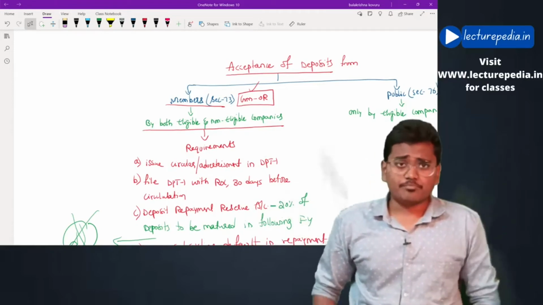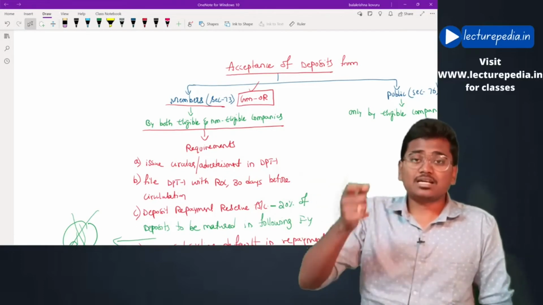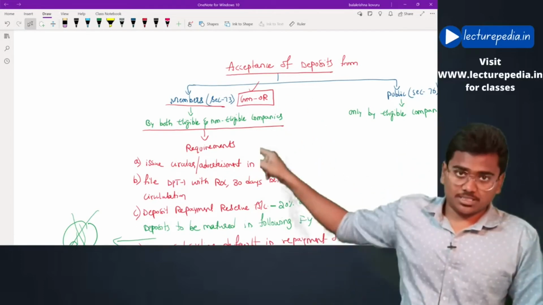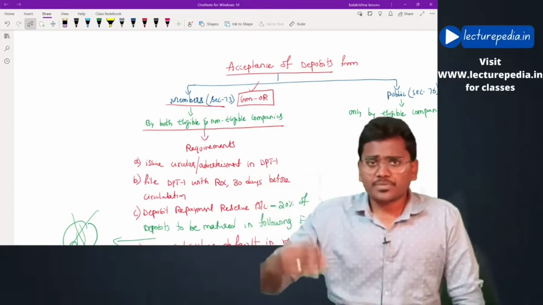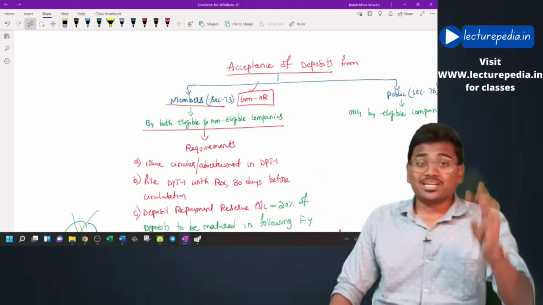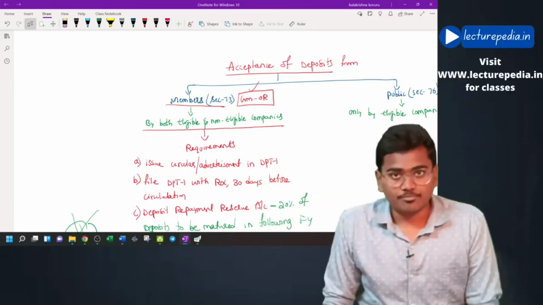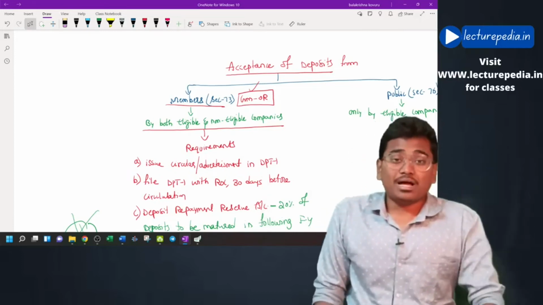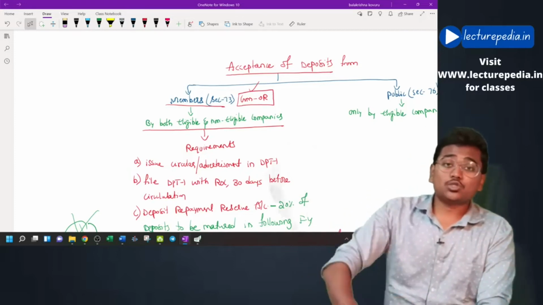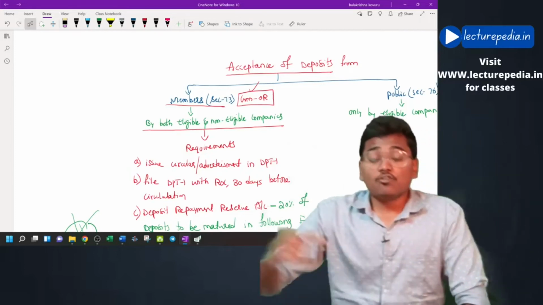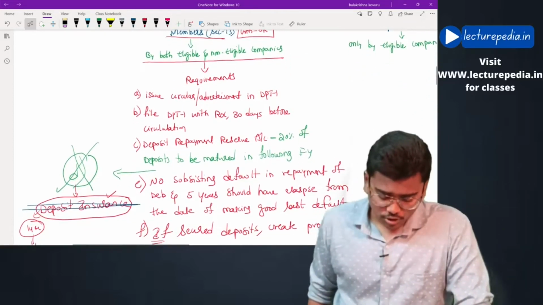And second one, you need to file this form DPT-1, that is the circular or advertisement, with ROC at least 30 days prior to circulating that to the members or the public. Next, third condition, deposit repayment reserve must be created, and you must credit at least 20% of the deposit amount that is going to be matured in the following year. To this deposit repayment reserve you have to credit.